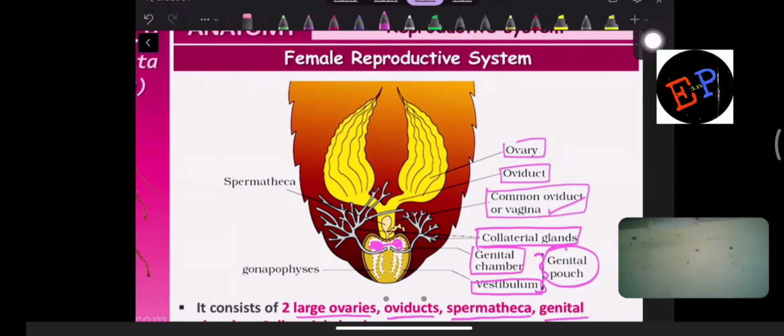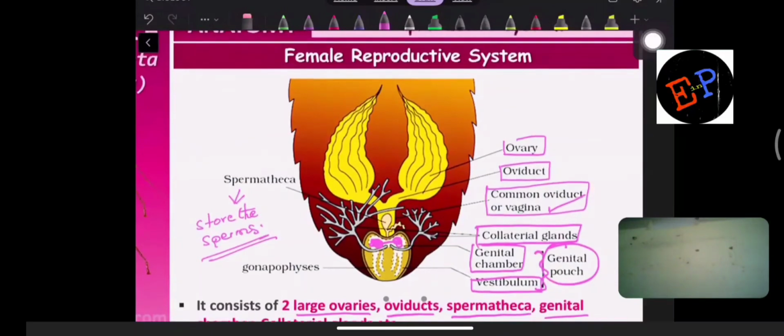Understood? So which are the parts present? Two large ovaries, oviducts, and the spermatheca. What is the function of the spermatheca? The function of the spermatheca is again to store the sperms. The sperms released by the male are stored in the body of the female in this small sac-like structure called the spermatheca. Understood? Then we have the genital chamber. Then collateral glands are also present. Understood what is happening?